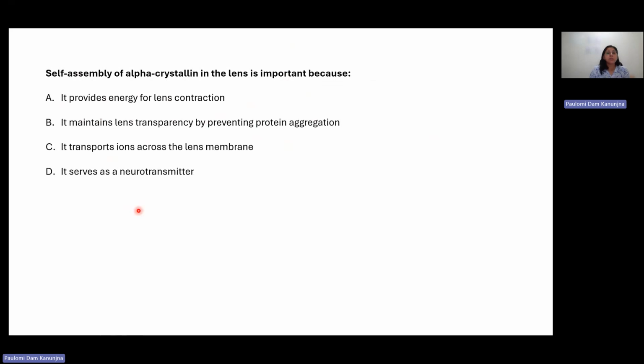So is it important because it provides energy for lens contraction? Is it important because it maintains lens transparency by preventing protein aggregation? Is it important because it transports ions across the lens membrane, or is it important because it serves as a neurotransmitter?